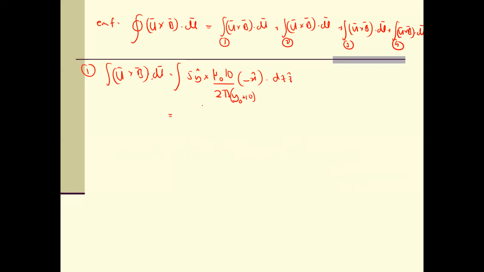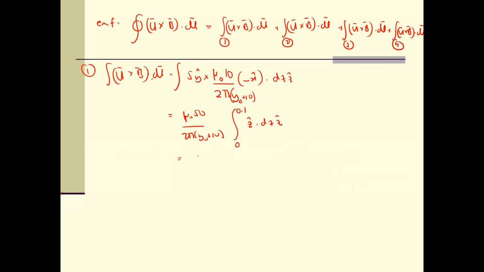Let us proceed with the integration here with the cross product first. We're going to have mu naught of 50 divided by 2 pi Y naught plus 10, and the integration. Y cross negative X will be positive Z, dotted with dz of Z, so we have the integration of dz. We put the length from 0 to 0.1 meter.